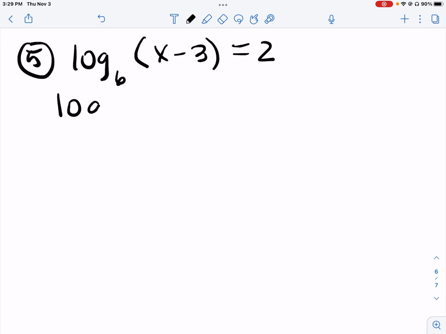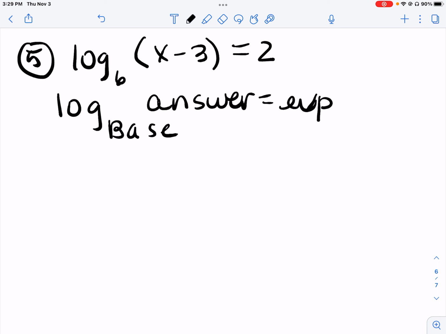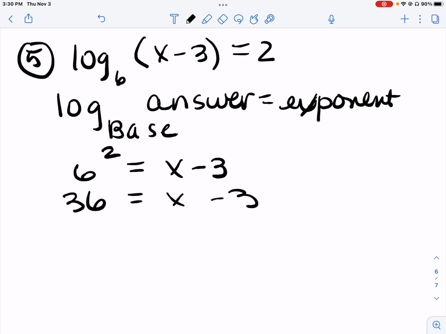Okay, a log is in the form base, answer equals exponent. So we're going to turn this into a logarithm. 6 is the base. Turn this logarithm into an exponent. 2 is the exponent. X minus 3 is the answer. 6 squared is 36. Solve for x by adding 3.